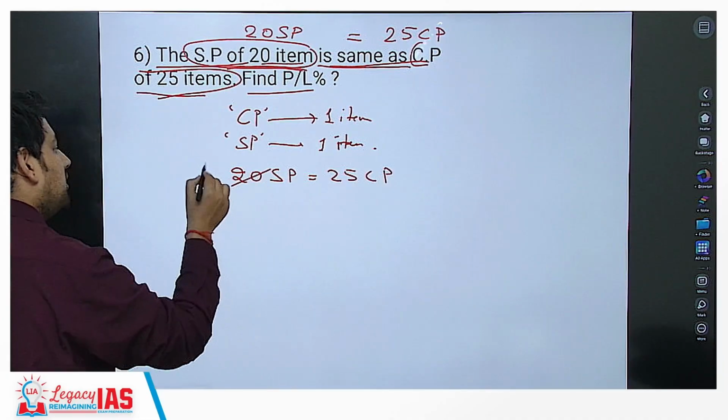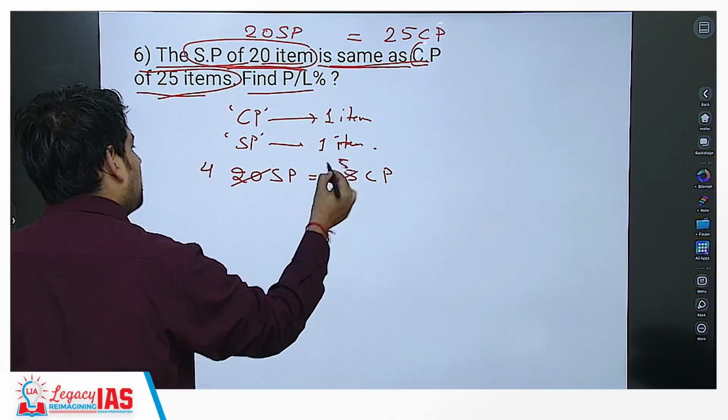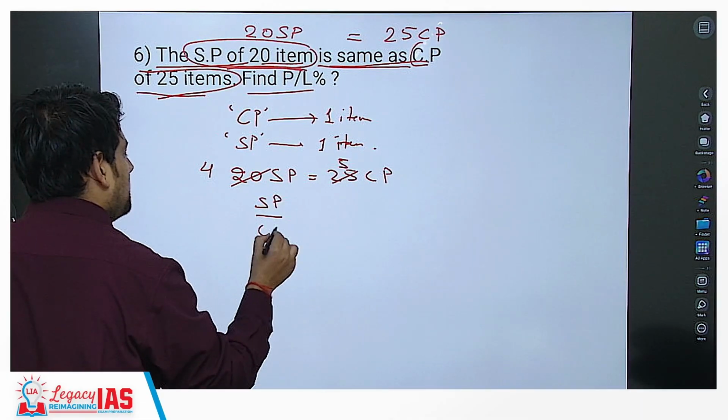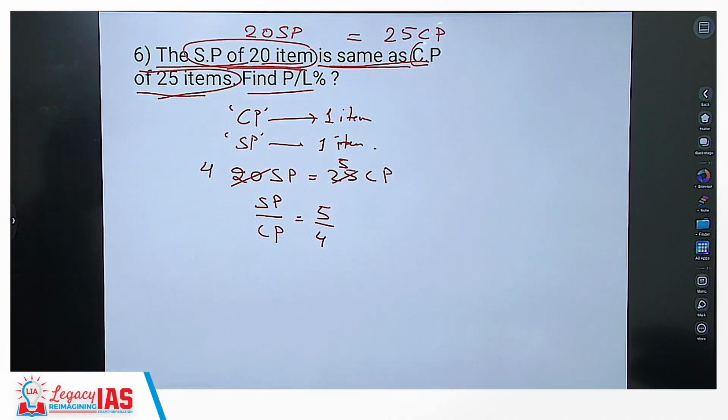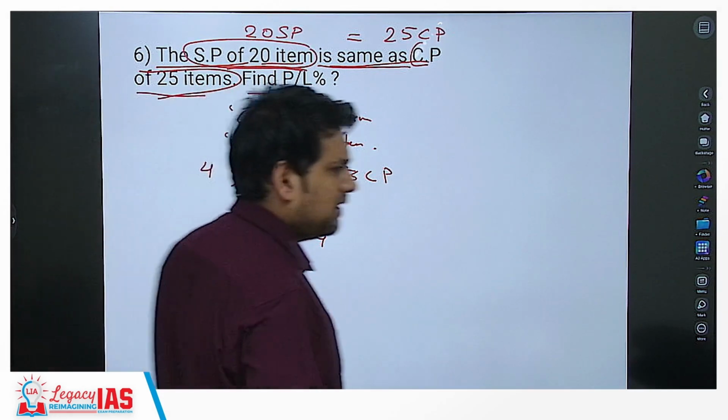How many times will this go? By 5, 4 and 5. So this becomes SP by CP is equal to 5 by 4. Correct? So this becomes SP by CP is equal to 5 by 4.